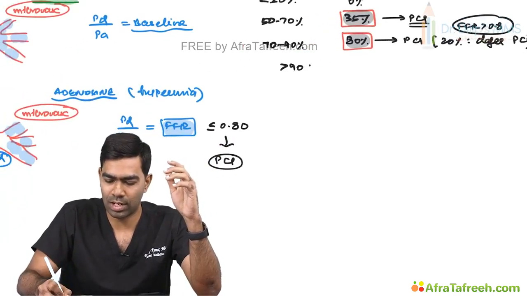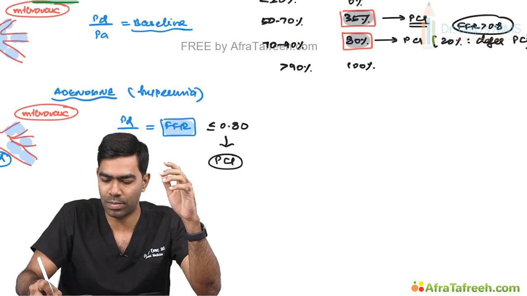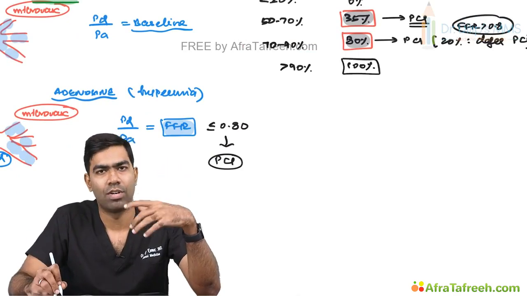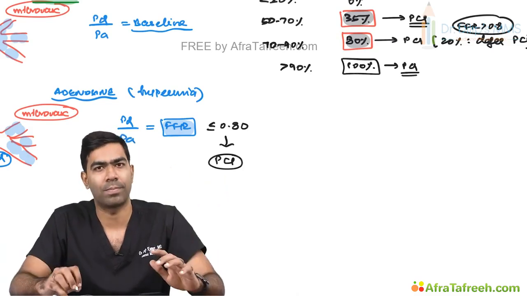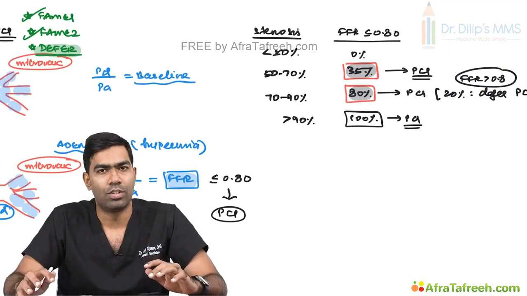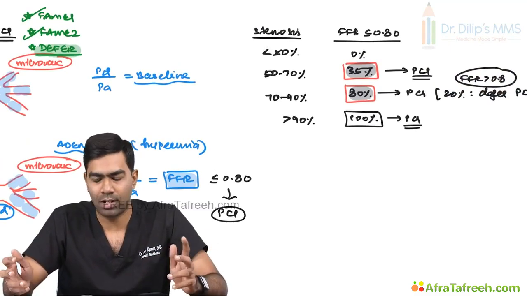And if the stenosis is more than 90%, almost all the patients will be having FFR of less than or equal to 0.80. So all these patients will be taken for PCA. Clear? So do the FFR. That's the final take-home point.